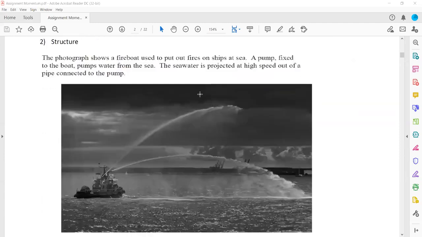The next question: the photograph shows a fireboat used to put out fires on a ship at sea. The pump is fixed to a boat, and pumps the water from the sea. The seawater is projected at a high speed out of the pipe, which is connected to a pump.